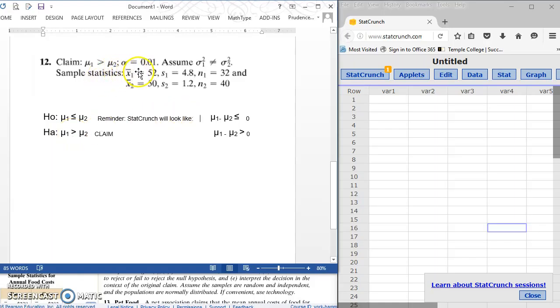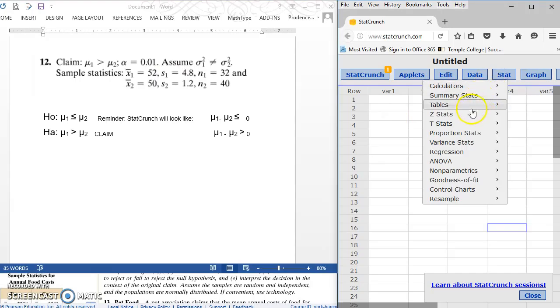Now we have our sample statistics. They give us the mean, the sample deviation, and the sample size for each sample, but then they tell us that the variances are not equal. Now remember in problem number 10, where the variances were equal, we had to check the pool variances box in StatCrunch. So let's go back to StatCrunch. We're still running a t-test because we do not know the population standard deviation. We only know the sample standard deviation. So I go to Stat, t-stats, sample with summary.